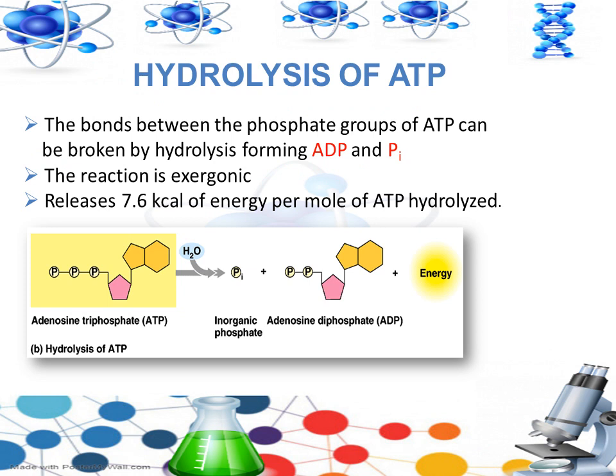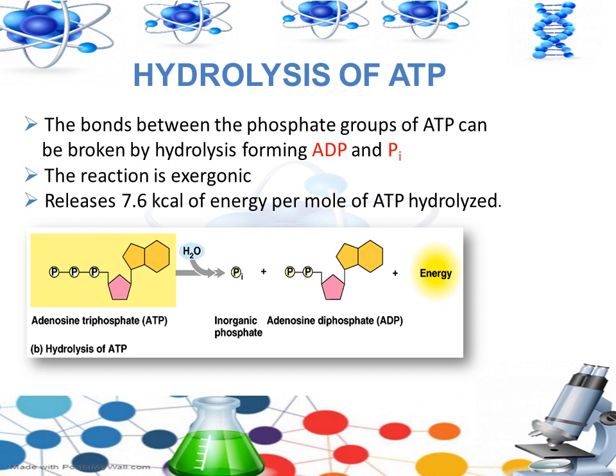Okay, so hydrolysis of ATP is used to break down the phosphate groups of ATP, forming ADP, adenosine diphosphate, and inorganic phosphate.